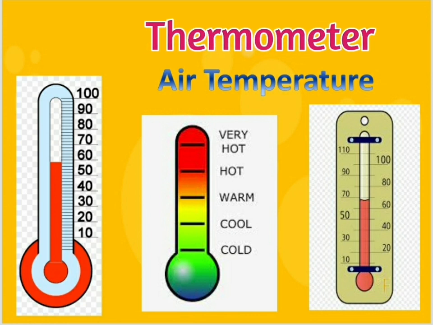Thermometer. A thermometer is used to measure air temperature. Most thermometers are closed glass tubes containing a liquid in them, such as mercury. When the surrounding air heats the liquid, it expands and moves up. A scale shows what the exact temperature is.